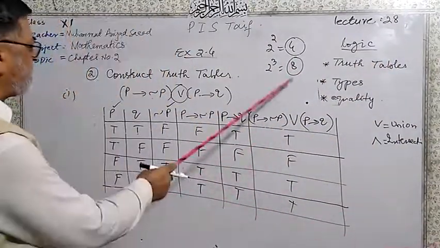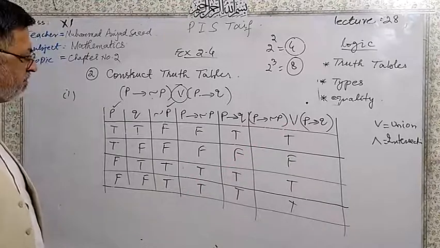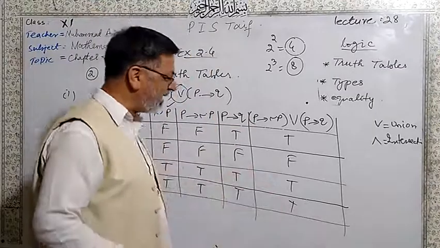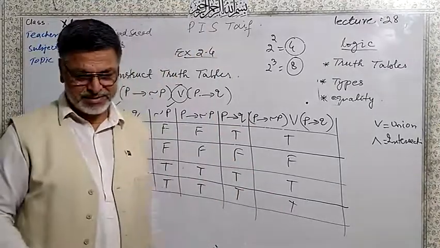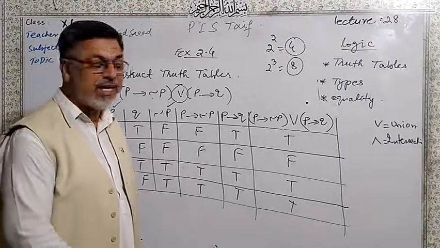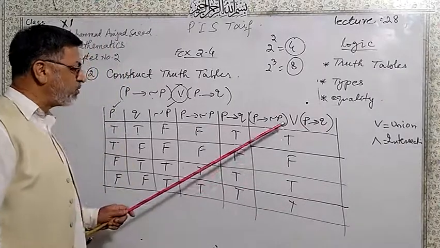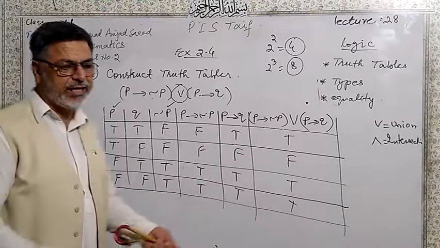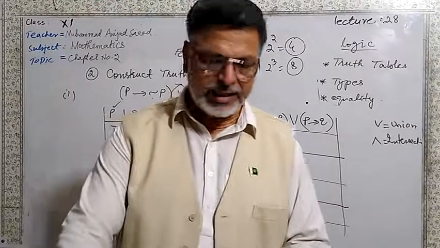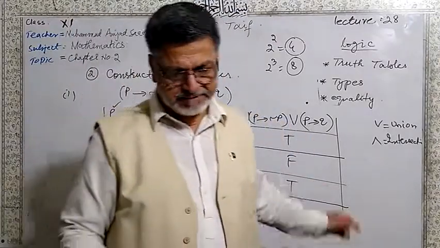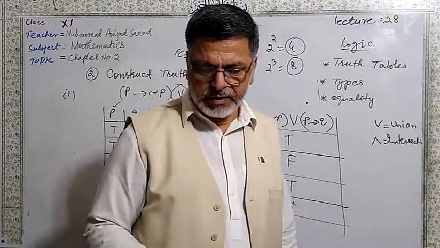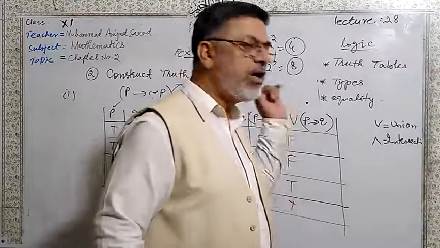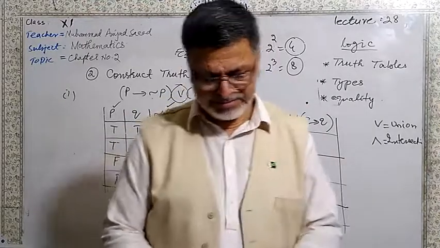By the way, what type of truth table is this? I told you about the last column. Something will be true and something false, so this is a mix. That's why it is known as contingency. Some parts true, some false: contingency. All true: tautology. All false: contradiction.